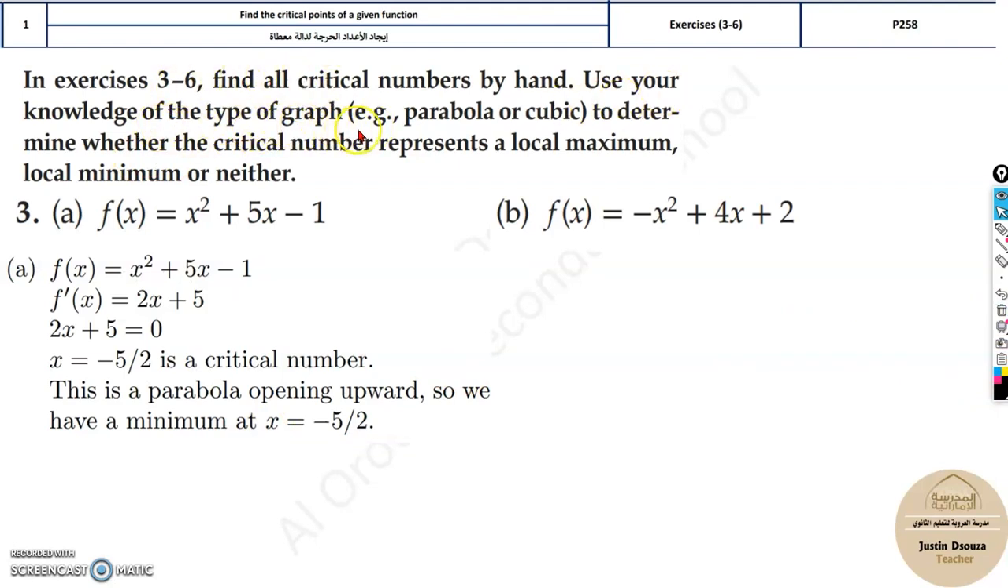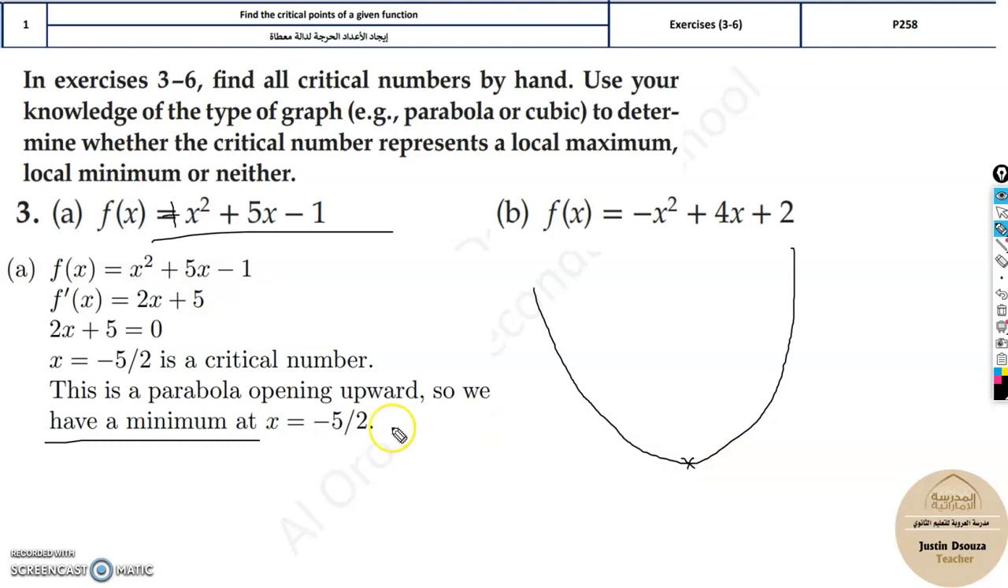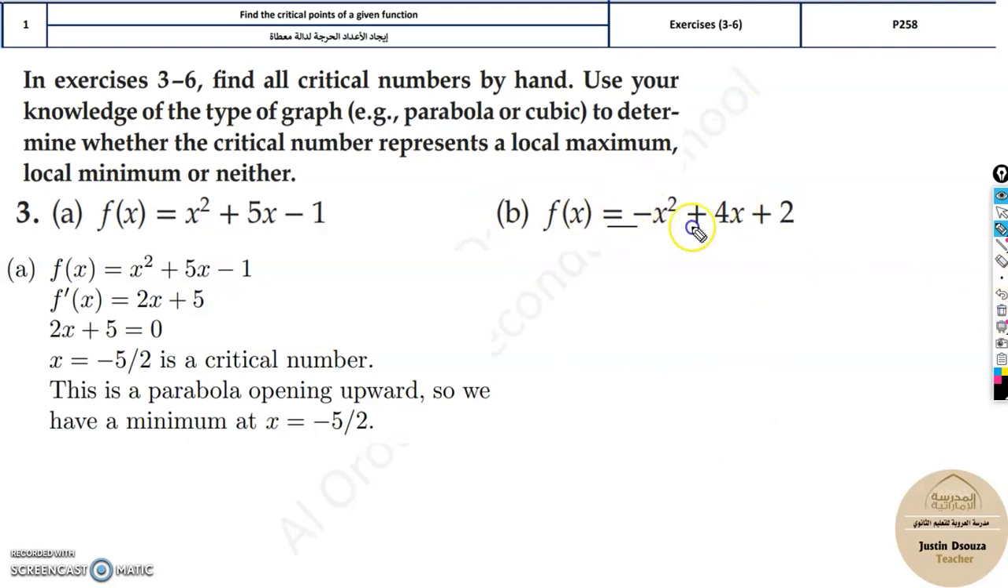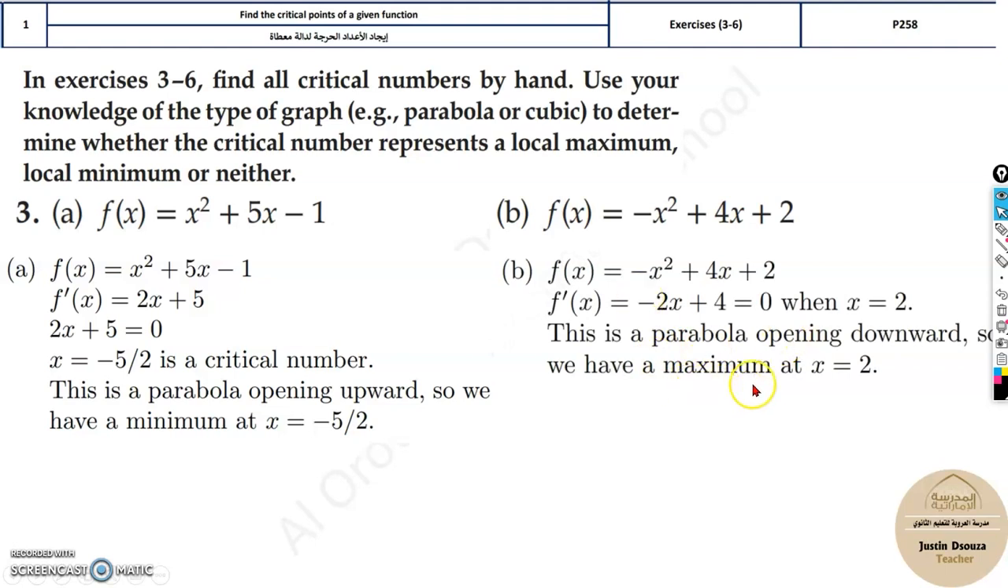Use the knowledge of the type of graph, parabola or cubic, and determine whether the critical number represents a local maximum or minimum. See, now over here, looking at the function, this is a parabola and it's plus over here, so it's opening upwards. So whatever the critical number is there, it will be the minimum point. So this will have the minimum at x equals whatever we found out, that is minus 5 by 2. And the parabola opens upwards. Whereas over here in the second problem, you can see it will open downwards and will have a maximum point. Whatever you solve will be the maximum.